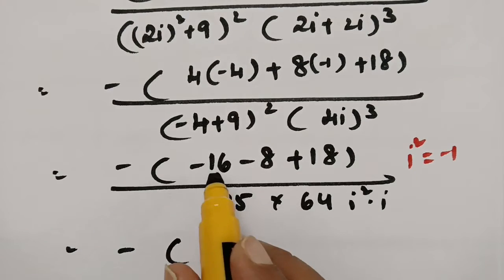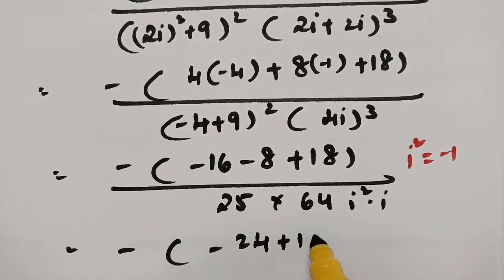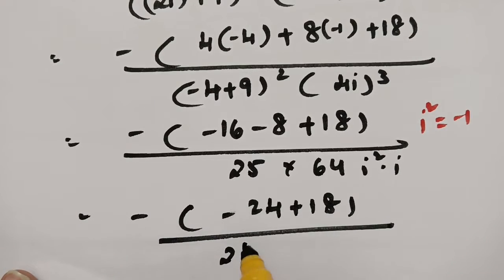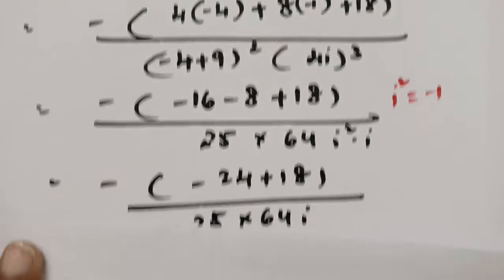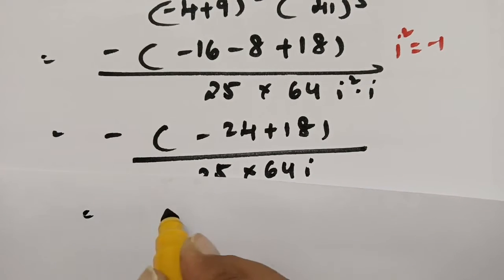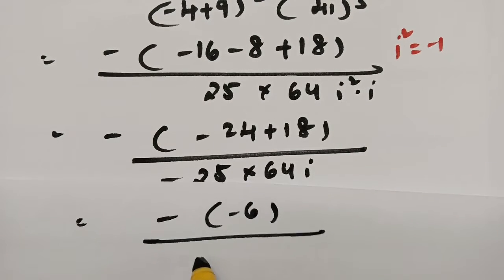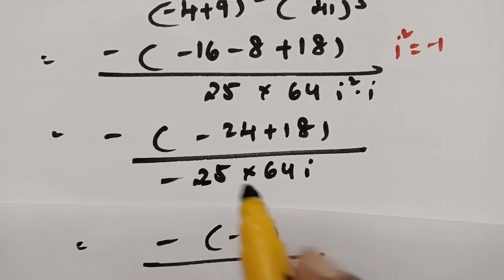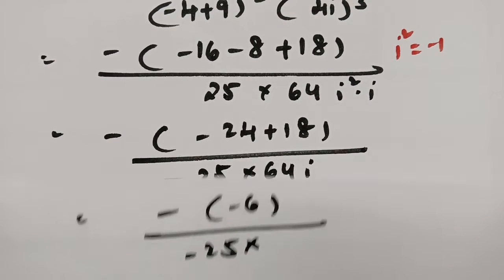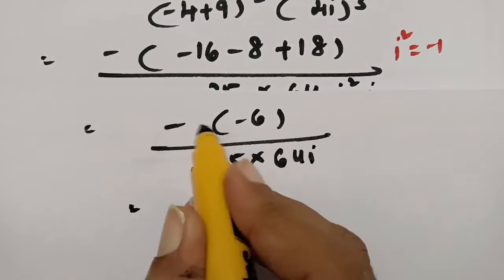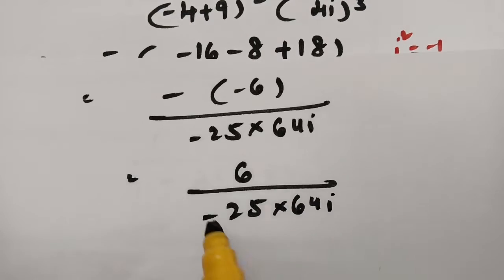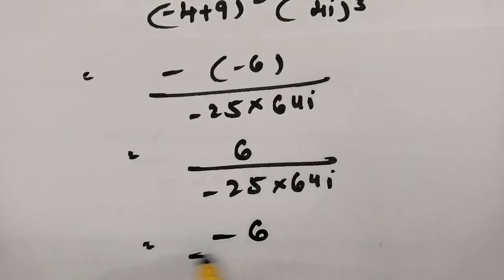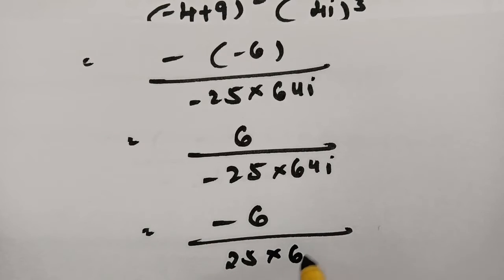So this value will be minus, so this is minus 24 plus 18 by, this is 25 i square, this is minus into 64i. And see here, the next thing here is, this will be minus of, this is minus 6 by, this value is minus 25, so this is minus 25 into 64i. So this will be minus of minus plus 6 by minus 25 into 64i. So if I send minus to the numerator, this will be minus 6 by 25 into 64i.